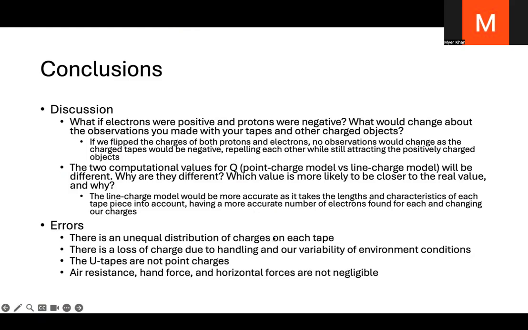And then in terms of the two models, like we just said, the line charge model would be more accurate to the real value, as it takes the lengths and characteristics of the pieces of tape into mind, giving a more accurate number of electrons, and also the charges with that.